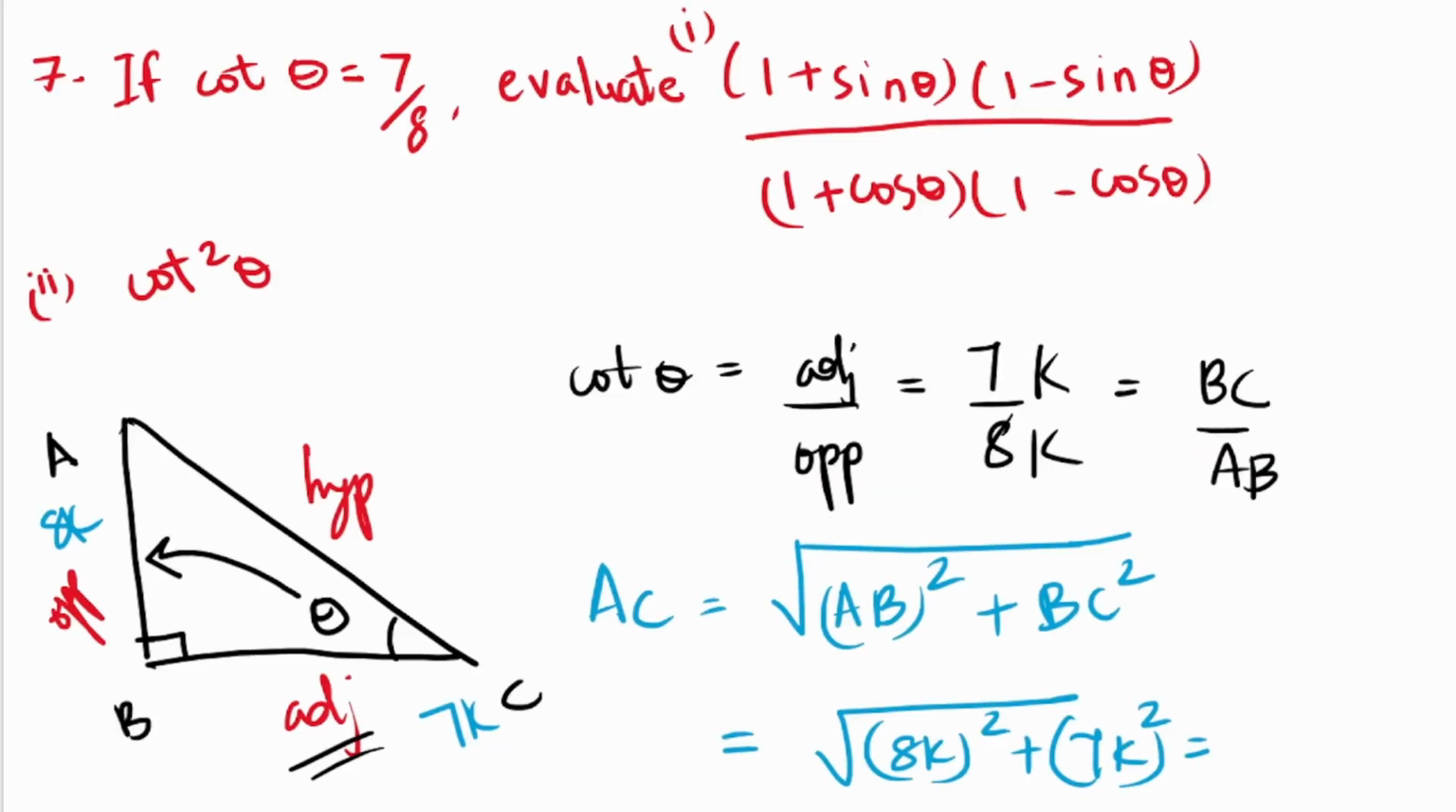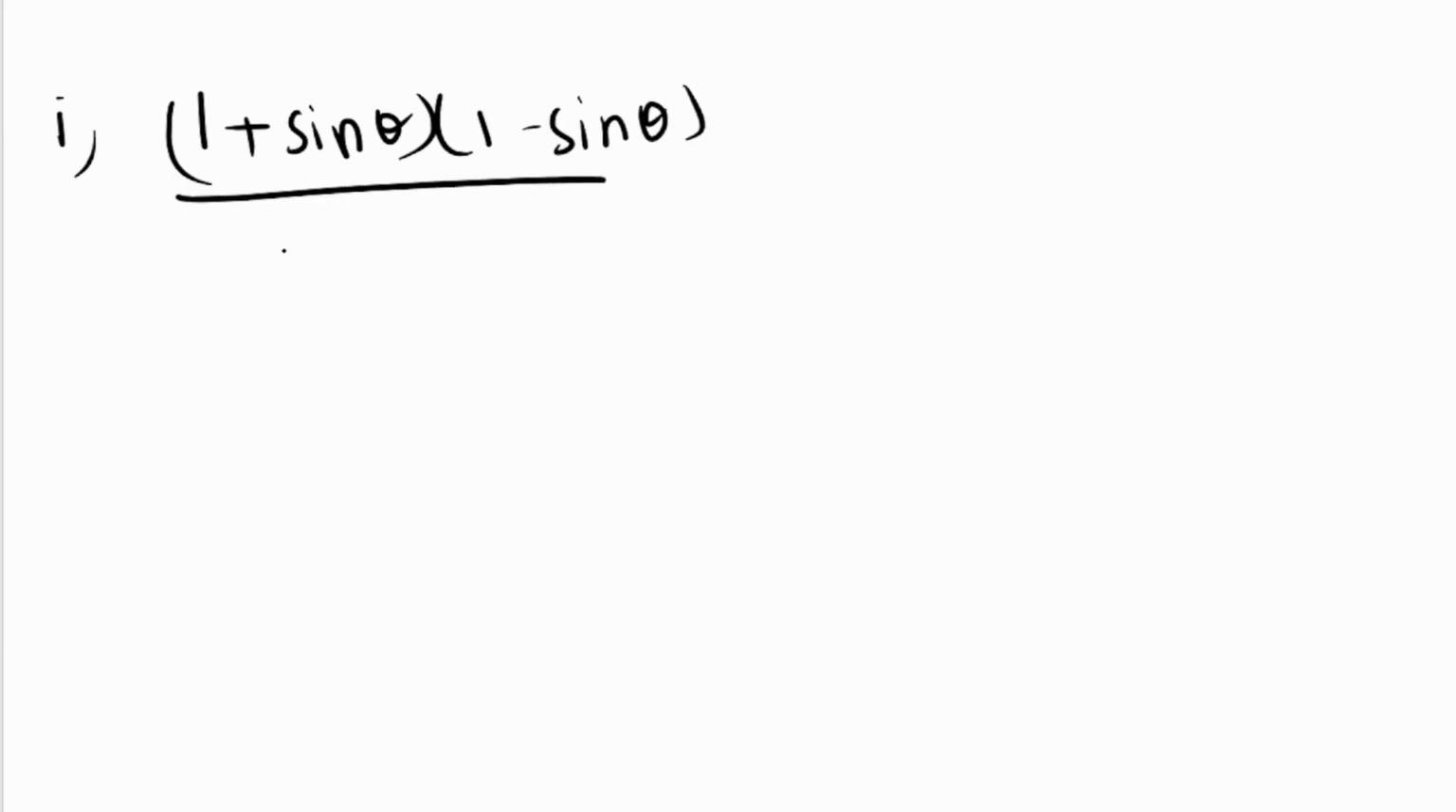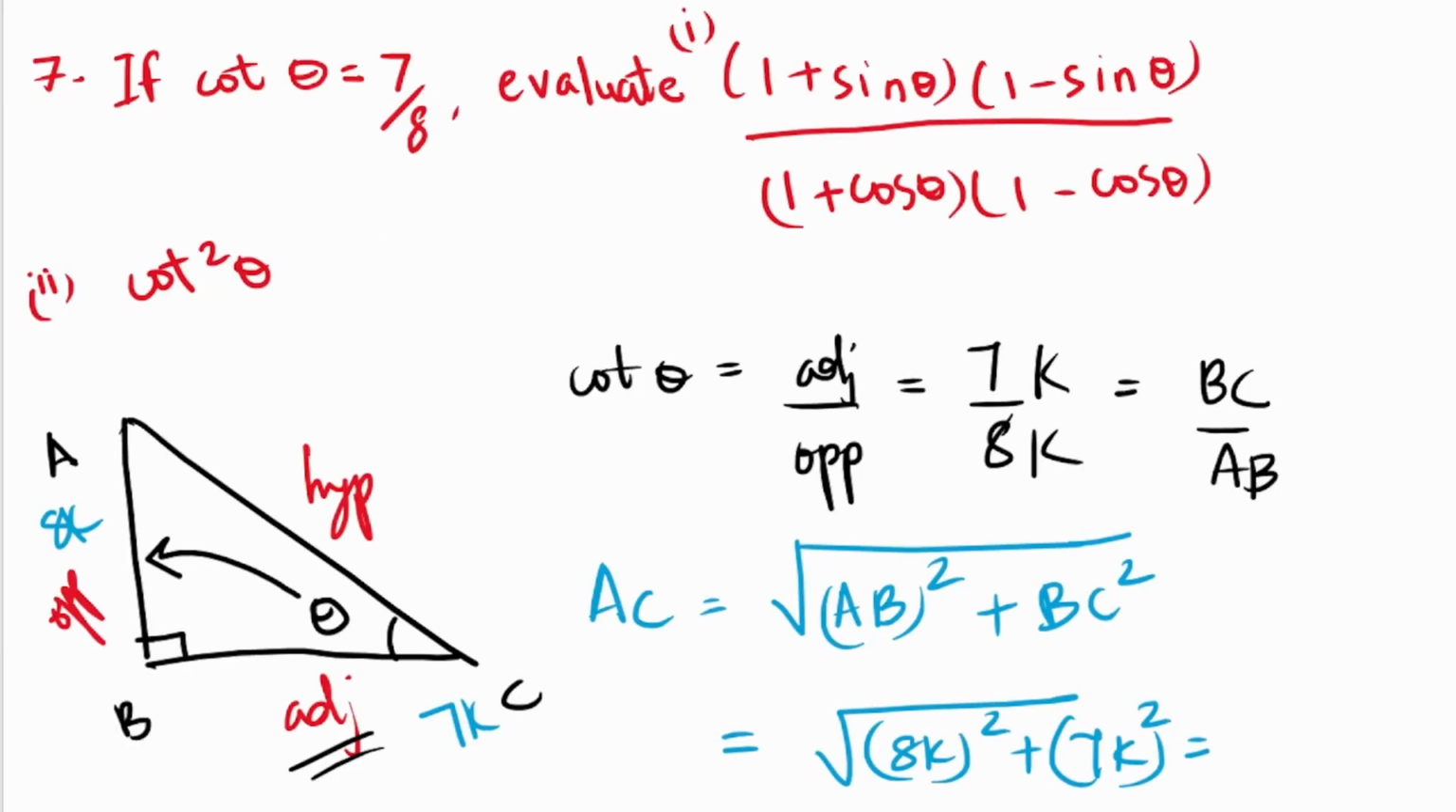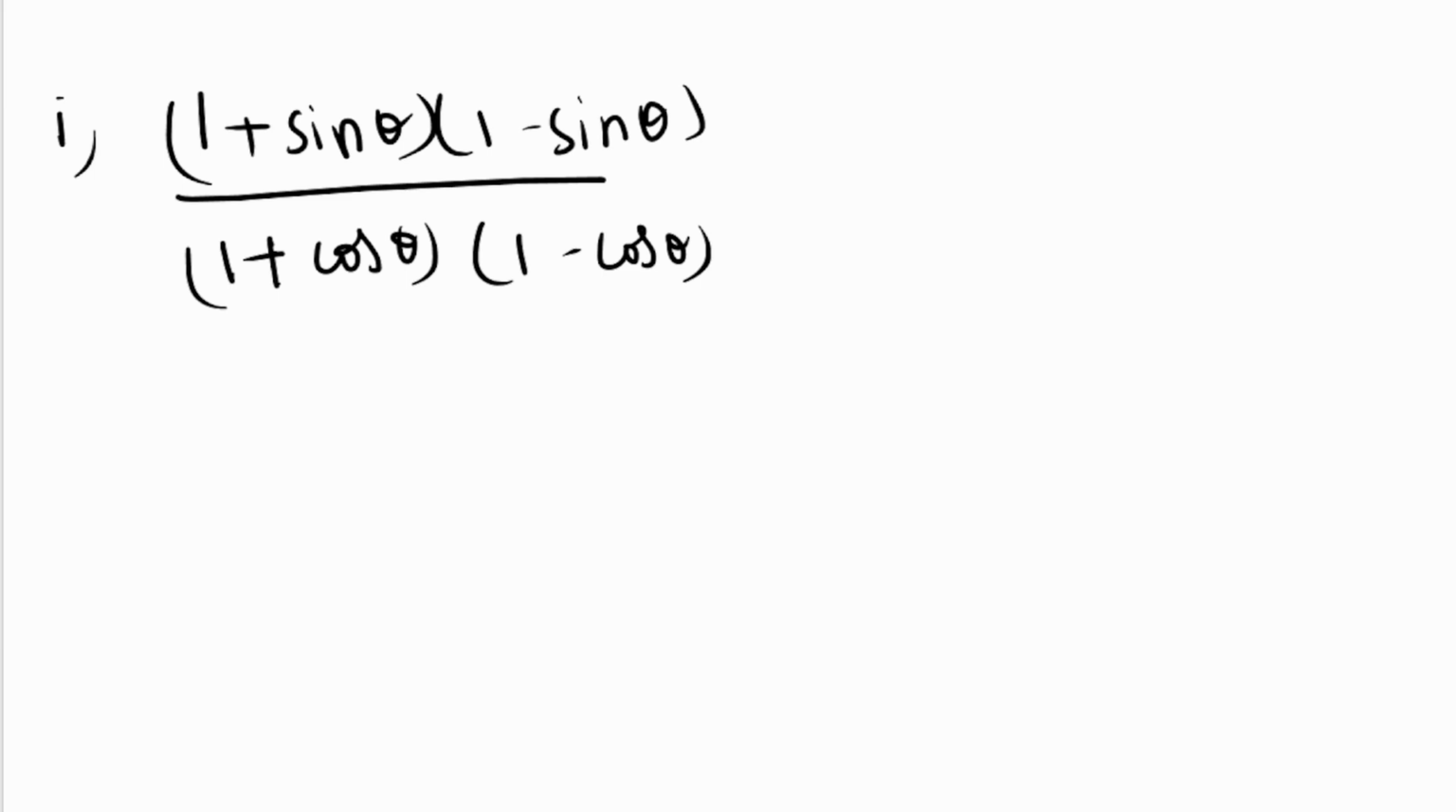But the question they have asked is to evaluate the value of 1 plus sin theta into 1 minus sin theta divided by 1 plus cos theta into 1 minus cos theta. So let us write down the question once again: 1 plus sin theta into 1 minus sin theta divided by 1 plus cos theta into 1 minus cos theta. Yes, I've written it correct. So let us start solving.